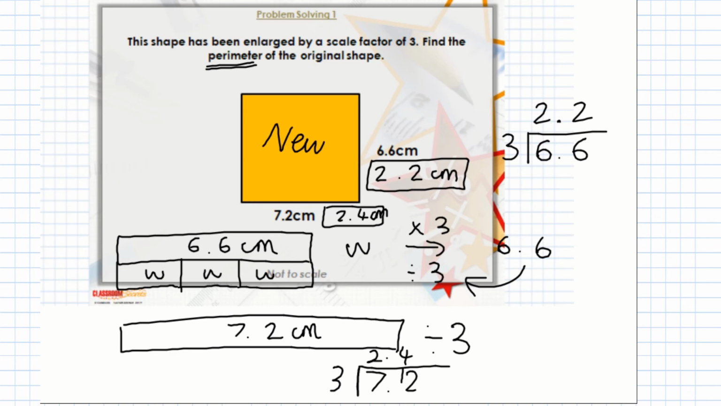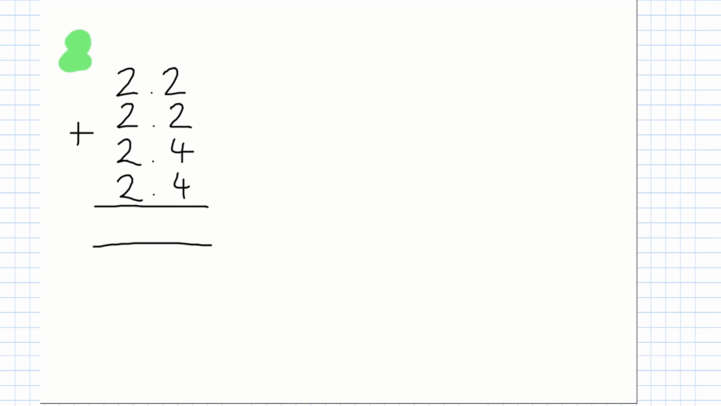So we'll have 2.2, add 2.2, add 2.4, add 2.4. 2 and 2 add 8, 12, 2, 4, 6, 8, 9. So the answer is 9.2 centimetres was the original perimeter.